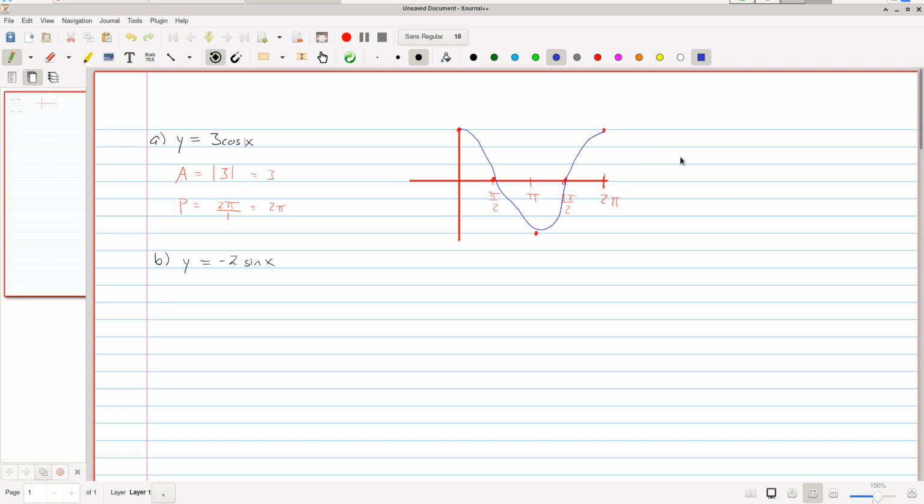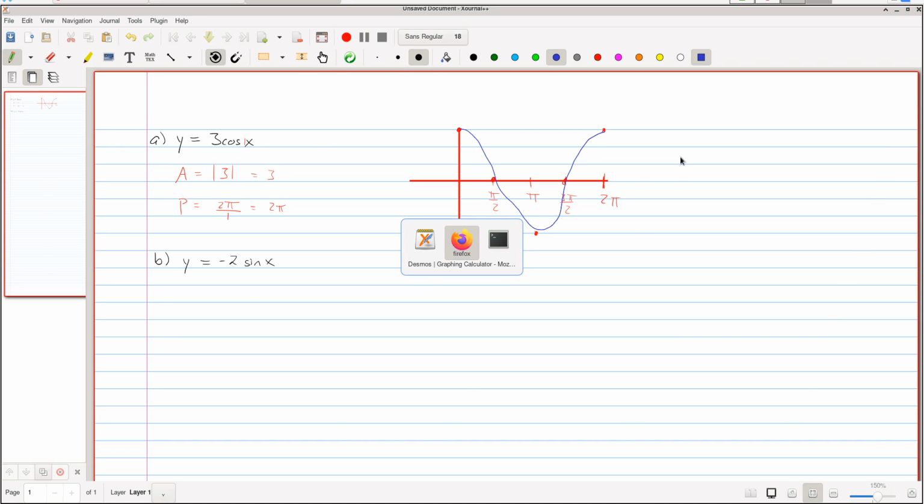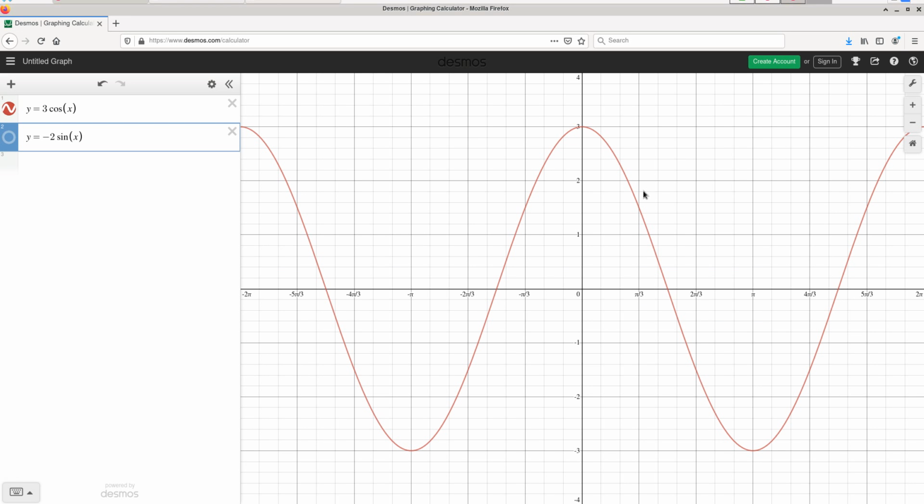I'm not an artist, so let's switch to a graphing calculator and confirm that we've done this correctly. So this is 3 cosine x. The amplitude is 3. This peaks out at 3. At pi over 2, it hits 0. At pi, it hits the bottom. 3 pi over 2, and then at 2 pi, it hits its peak again.